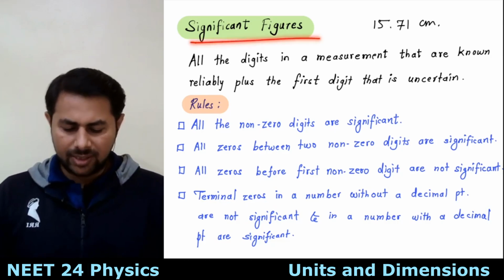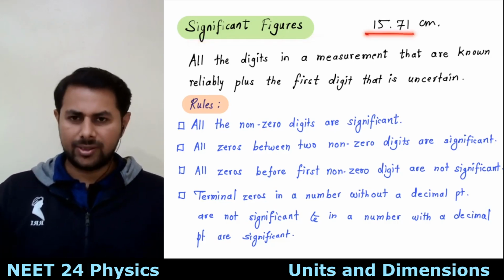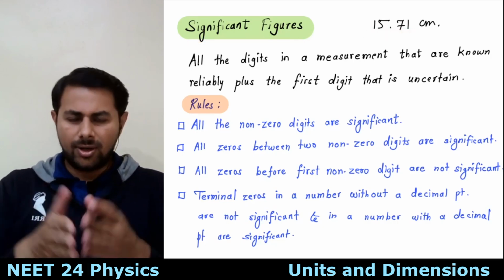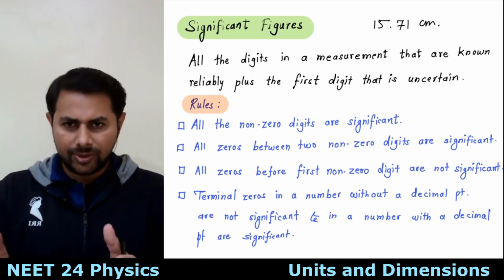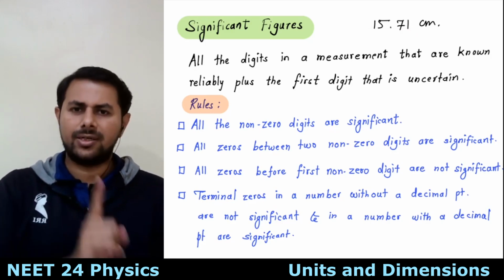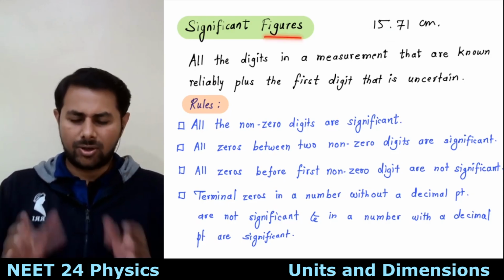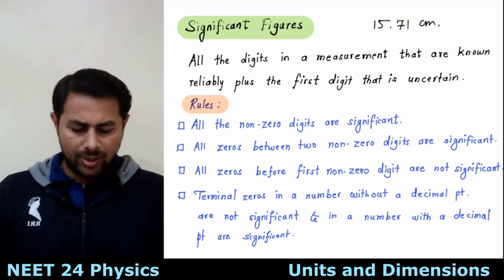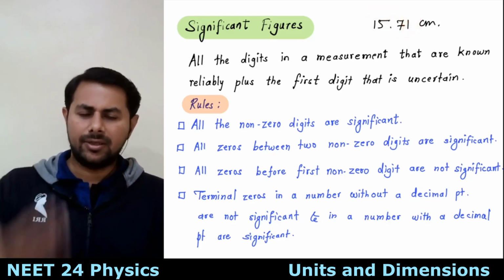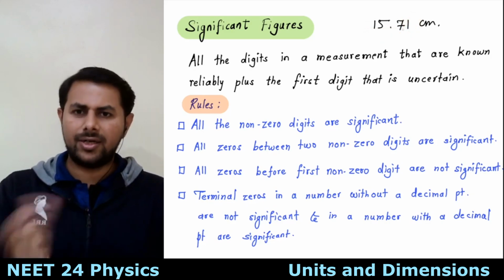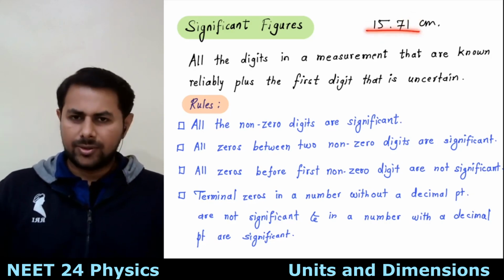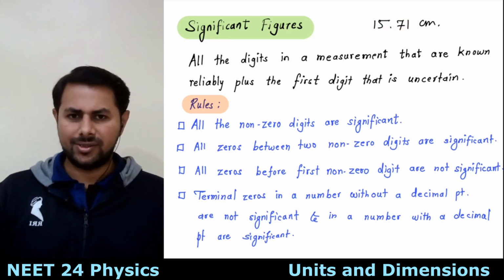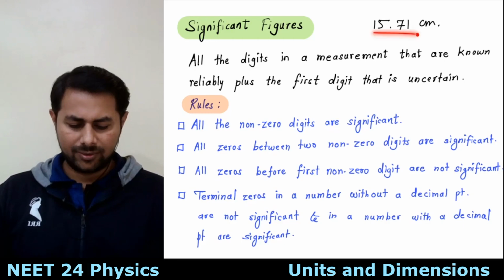So what are significant figures? These four figures mean in this reading there are four figures. So all the digits that you are certain about plus the first uncertain digit. Or all the figures, meaning numbers, all the numbers that you are certain about plus one uncertain number. That is known as the error digit. So these are significant, these are important. This thing is clear? Yes, no?